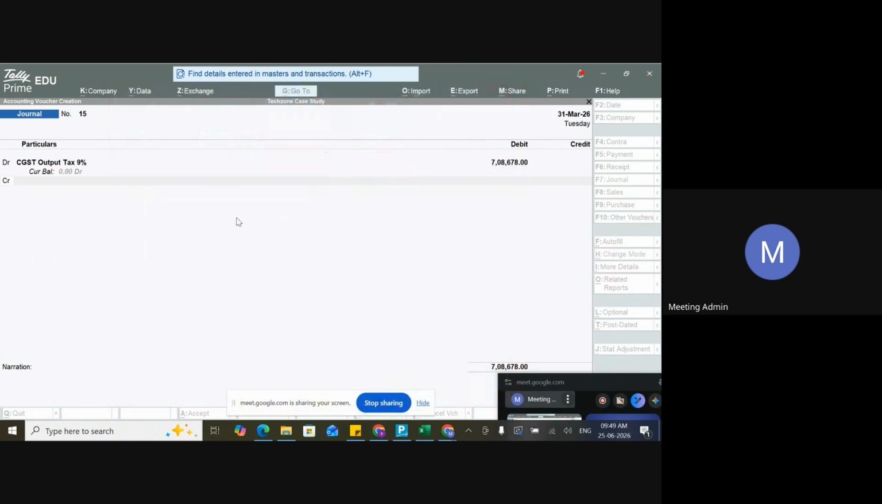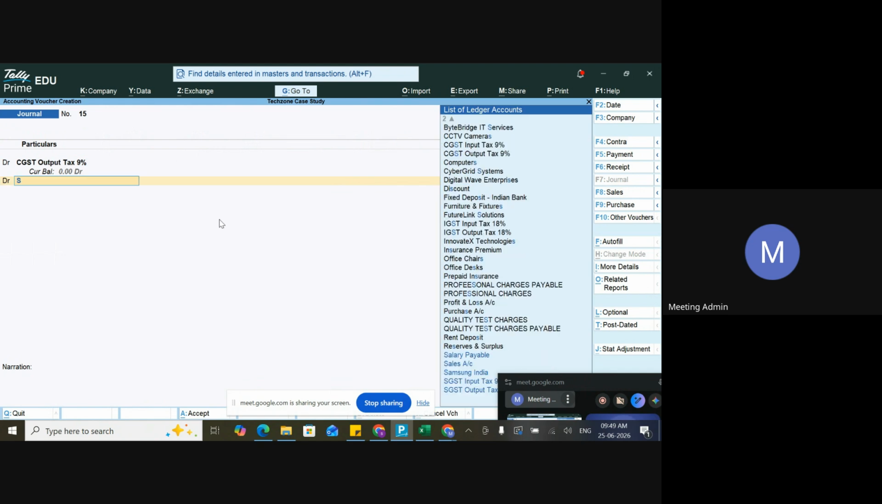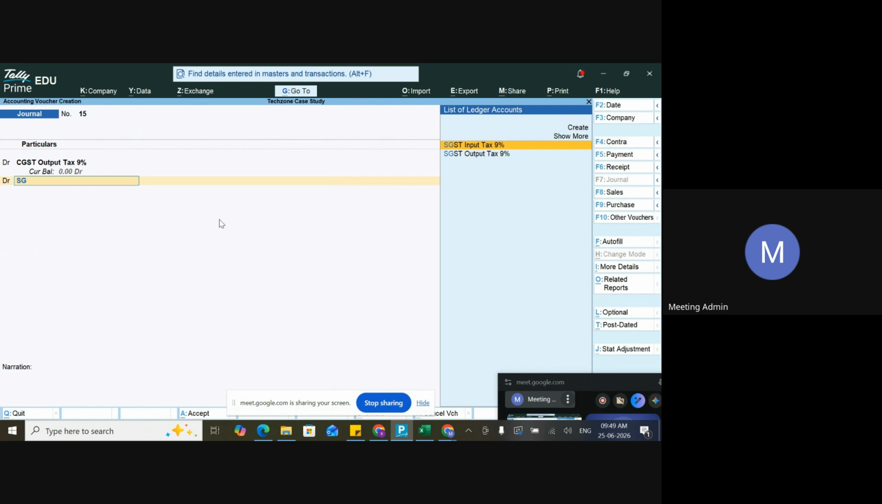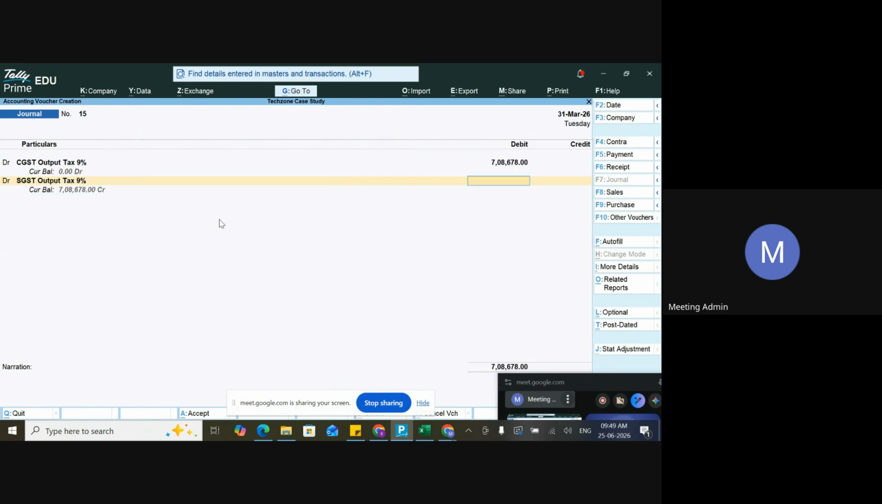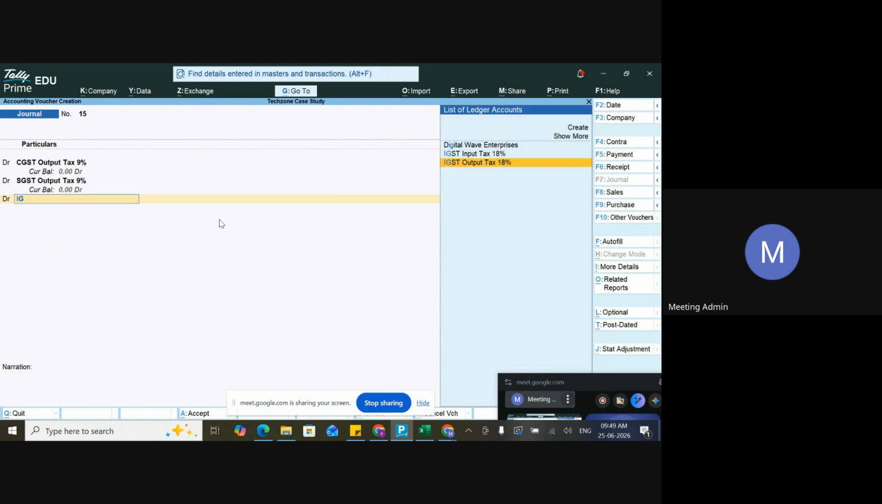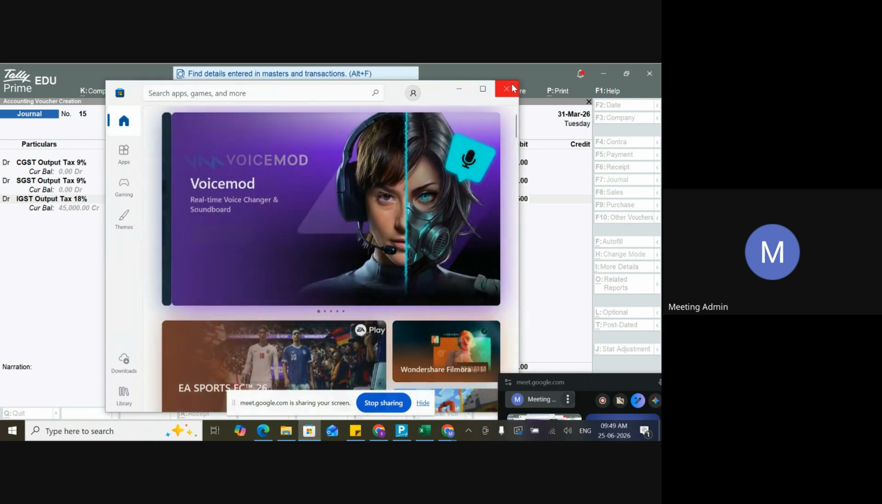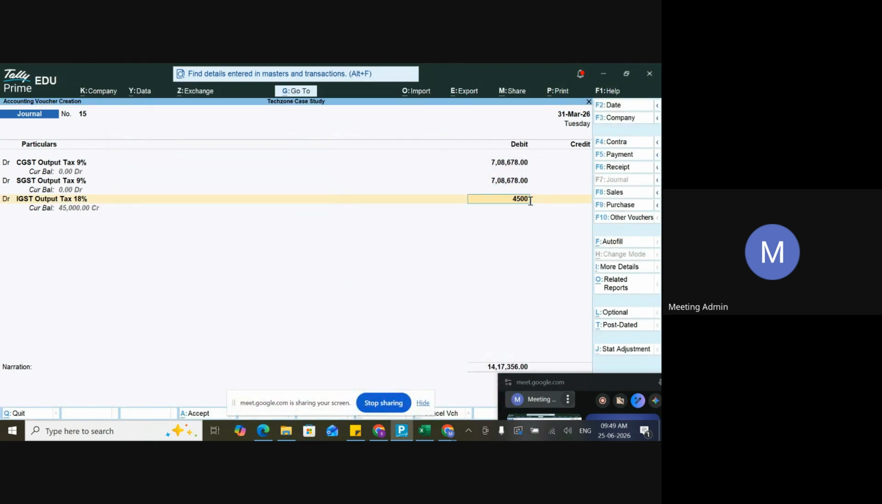Next again debit. Okay, debit you have to make. Now SGST output tax. Same amount you have to enter, right? 7,08,678. Okay, again debit. Now IGST output, that is 45,000. Enter. Next here you have to do the credit.